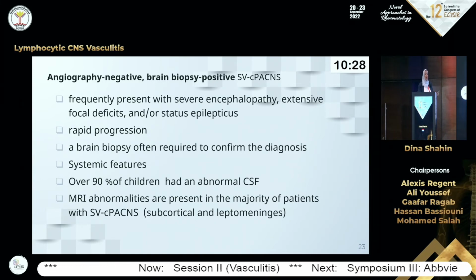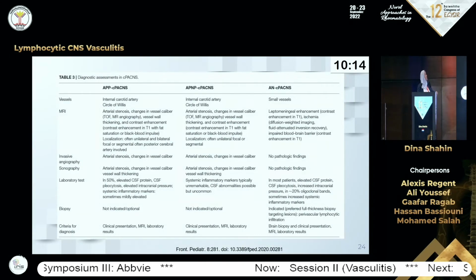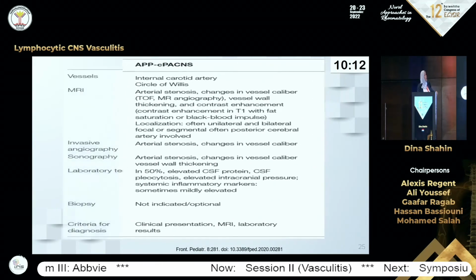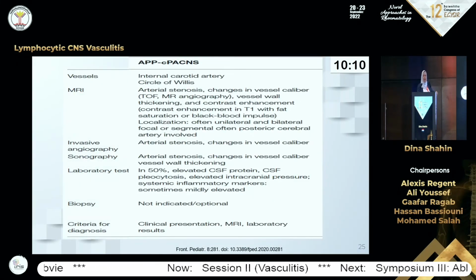90% من العيانين دول عندهم CSF abnormality، والـ MRI ما بيديناش حاجة، لكن الـ MRI بيديني يعني subcortical وleptomeningeal abnormalities. نبص كده closely على إيه الحاجات اللي بتميز كل واحد فيهم.